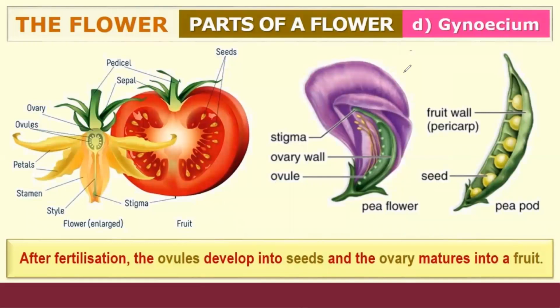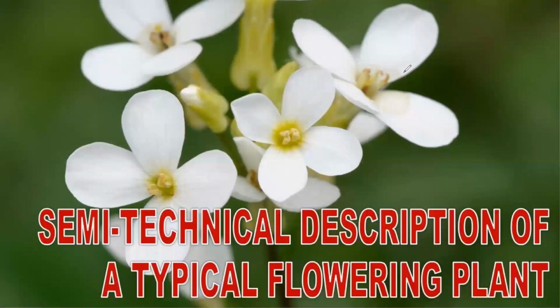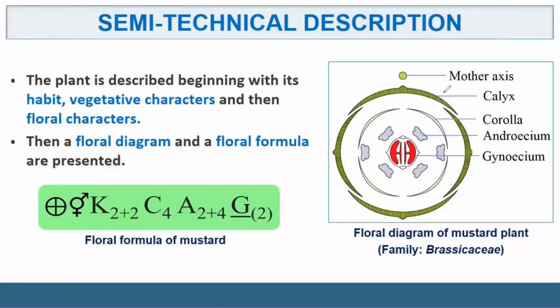After fertilization, the ovules develop into seeds and the ovary matures into fruit. So that was it about the flower. Now we are moving ahead to learn some semi-technical description of a typical flowering plant. The plant is described beginning with its habit, then vegetative characters, and then floral characters.